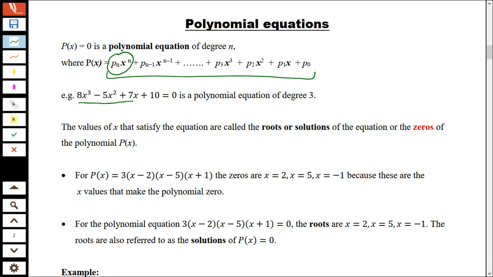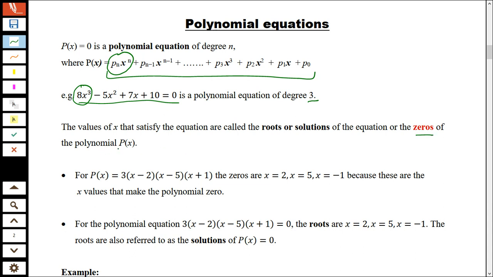Here's a polynomial equation. You can see here's my leading term. The degree is 3, isn't it? The highest power. So this is a polynomial equation of degree 3. Now, some more terminology. The values of x that satisfy this equation are called the roots or solutions. So the x values which will give me 0 are called the roots or solutions of the equation. They're also called the zeros of the polynomial. They mean the same thing.